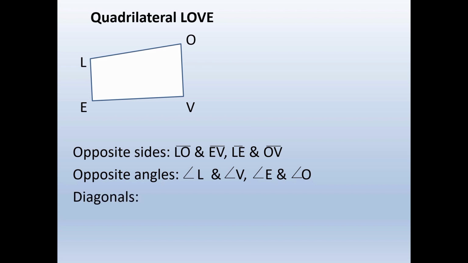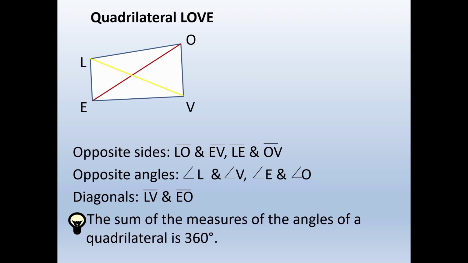And what about diagonals? How many diagonals do we have in a quadrilateral? To recall, a diagonal is a line segment joining two non-consecutive vertices of a polygon. So in this quadrilateral, we have diagonals LV and EO. And always remember that the sum of the measures of the angles of a quadrilateral is 360 degrees.